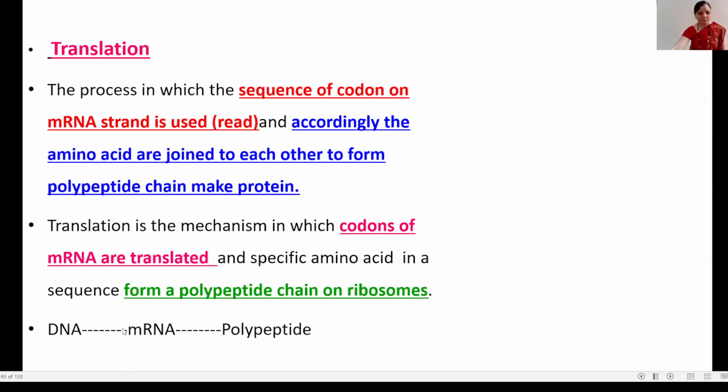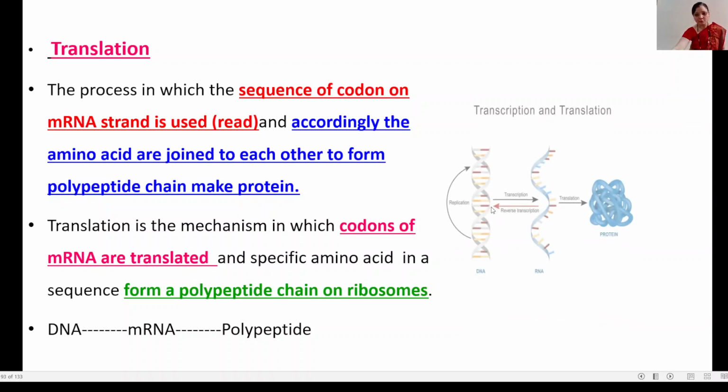That is, formation of the mRNA from DNA is known as transcription, and formation of the polypeptide chain, that is synthesis of the protein from mRNA, is known as translation. So protein synthesis involves two processes. The first process is known as transcription, and the second process is known as translation. Transcription and translation are the two major processes of the central dogma.